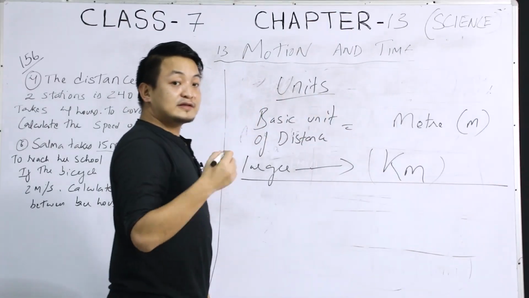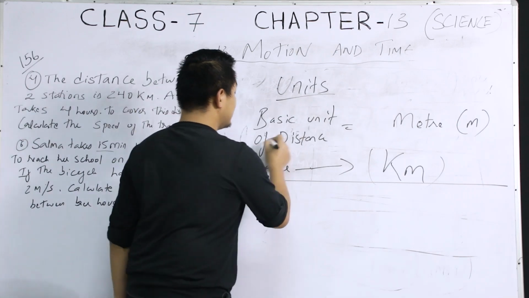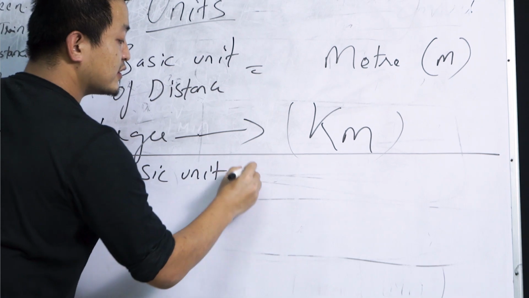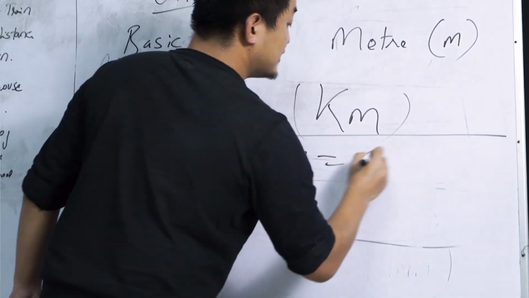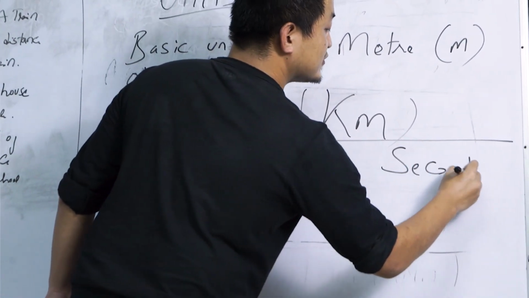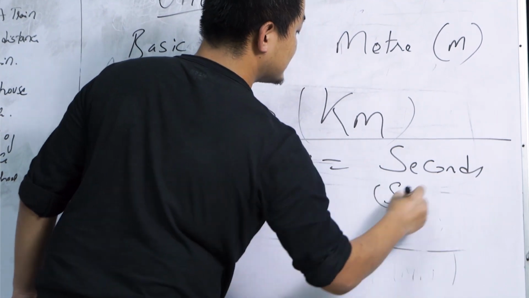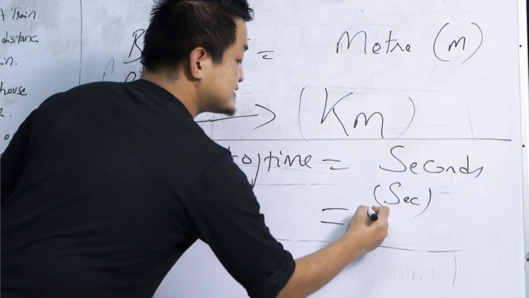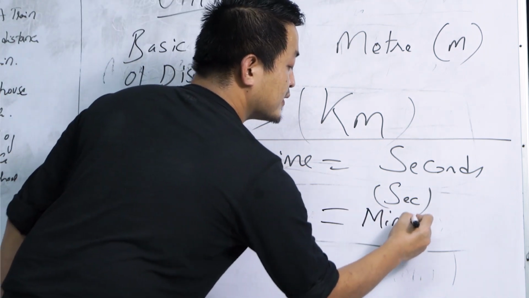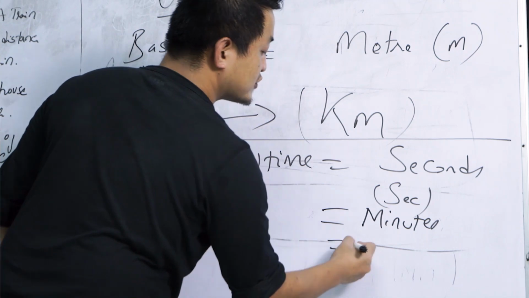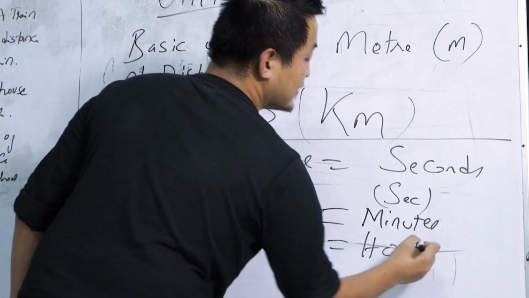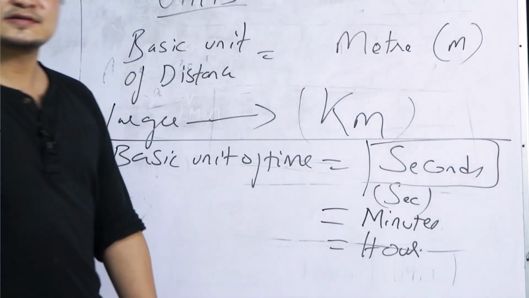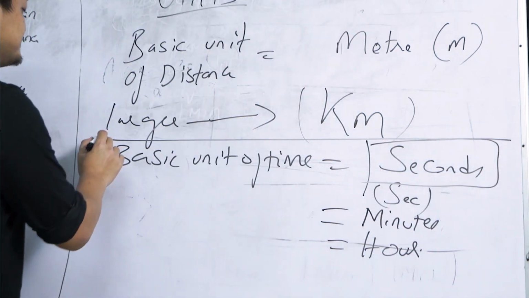Now about the time. The basic unit of time would be seconds, which you can just write, seconds. Now, in the larger context, it is minutes, or you can also write hour. But the basic unit would be seconds. Clear?